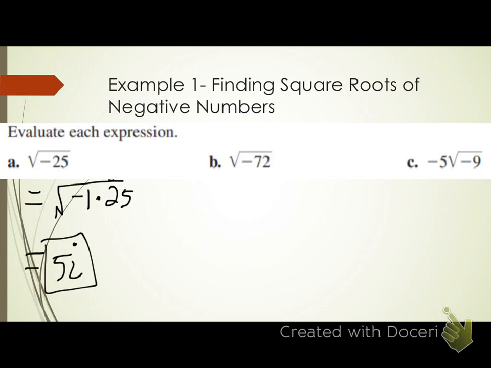Letter B. Square root of negative 72. On letter A, 25 was the number that I could just take the square root of, and I got a nice whole number, right? It was a perfect square. Is 72 a perfect square? Can I take the square root of it and get a nice whole number? No. So we're going to have to simplify our expression while we're still taking the square root. Okay? So we would get negative 1 times 72, correct?